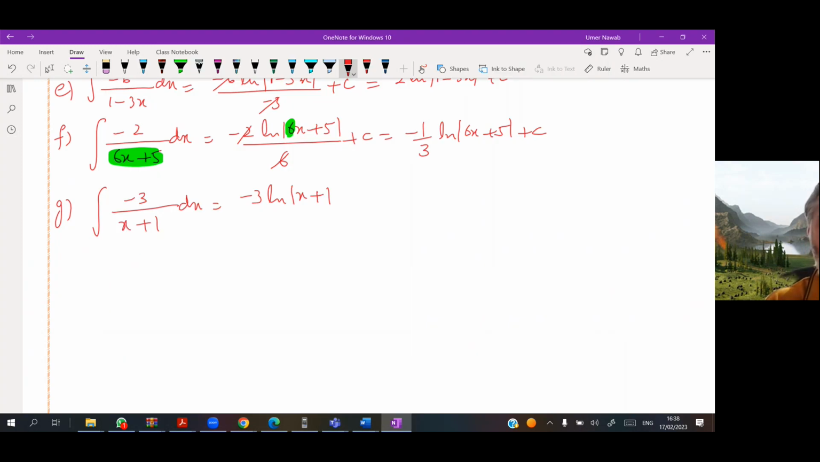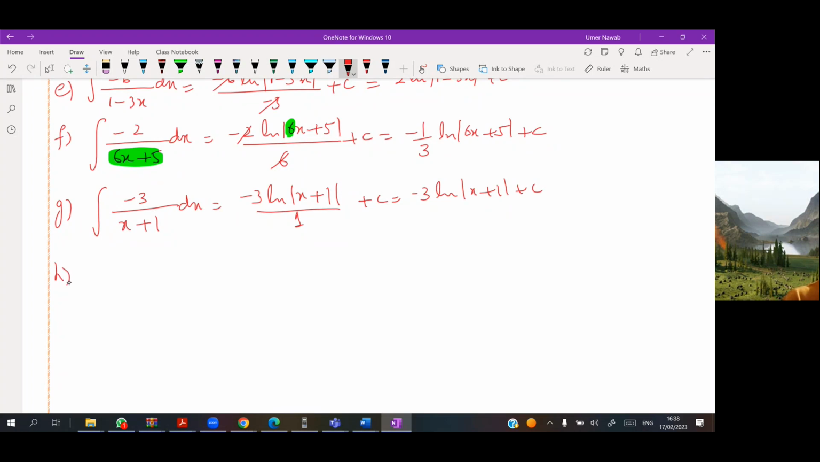So minus x plus 1 divided by the coefficient of x, which is 1, plus c. I'm going to write minus 3 ln of x plus 1 plus c. So this is the g part.